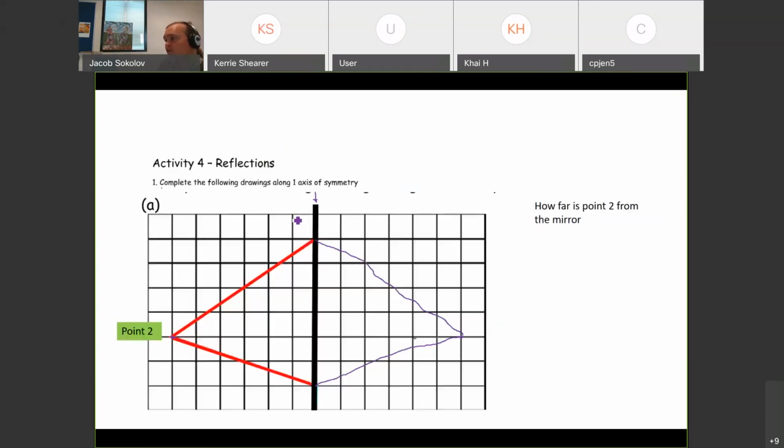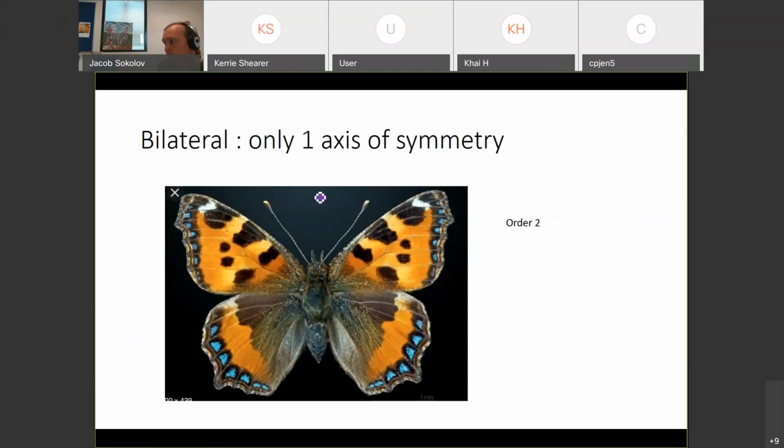We say this image is bilateral because it only has one axis of symmetry. The butterfly, that's its axis of symmetry. Can we think of some objects? I think bilateral is Latin. Can we think of any other things that have bilateral symmetry, or only one axis of symmetry? In the chat. Oh, that's okay. We got a snake, brilliant. A human, awesome.